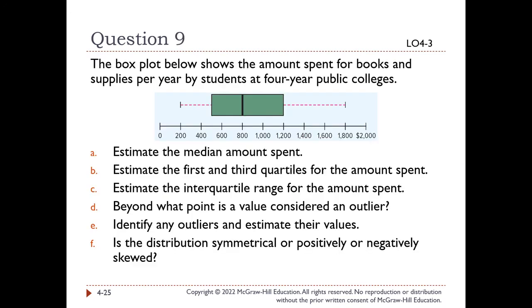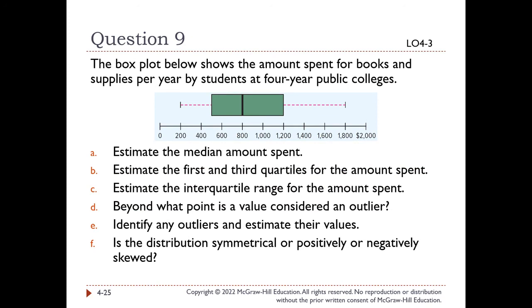Alright, so the box plot below shows the amount spent for books and supplies per year by students at a 4-year public college. Estimate the median amount spent. Well, I was looking on the graph. Median is that dark black line in the side of the box, and that is right above $800. So, yay, don't have to estimate too hard.